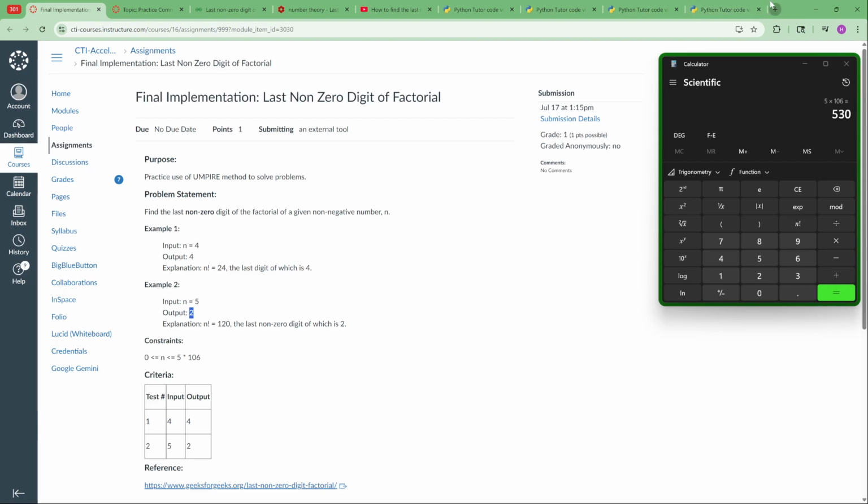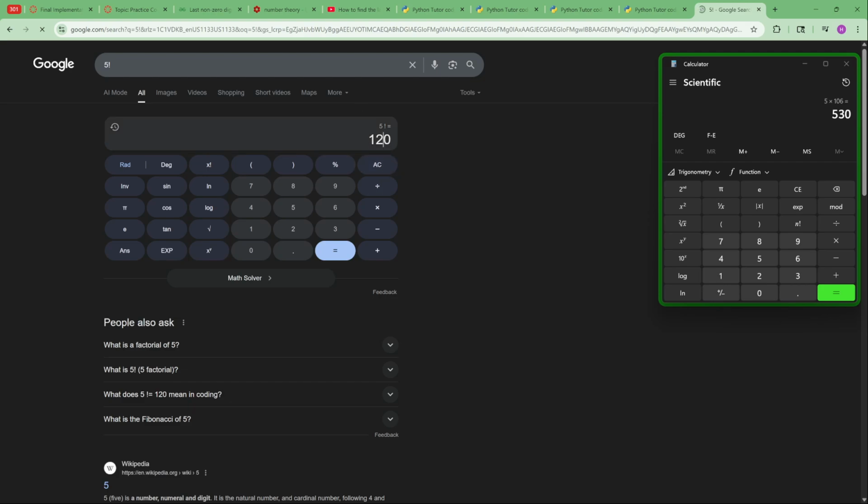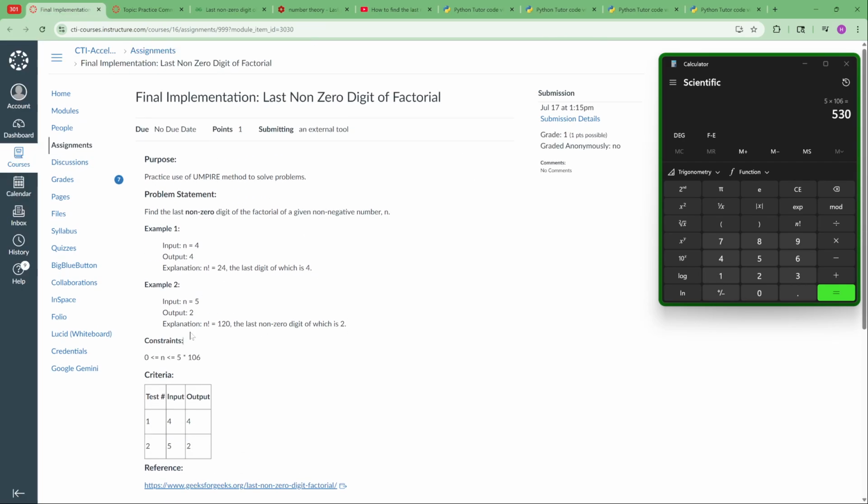If we look at 5 factorial, it's 120, so the solution we'd be looking for is 2. And I think it shows right here. Okay, yeah.